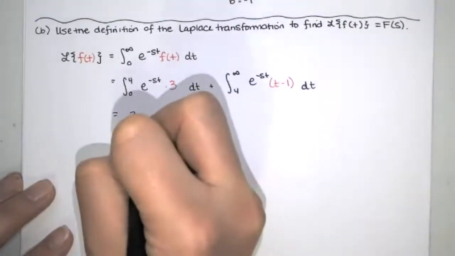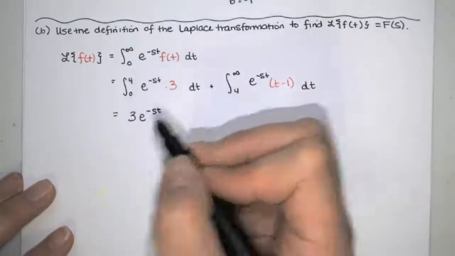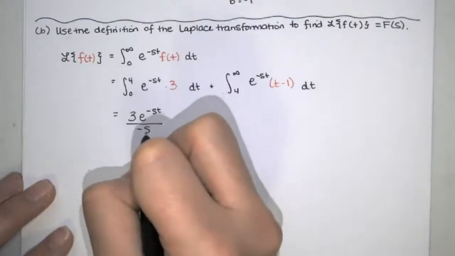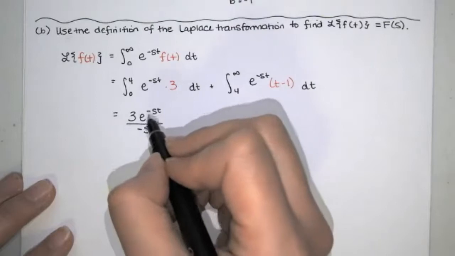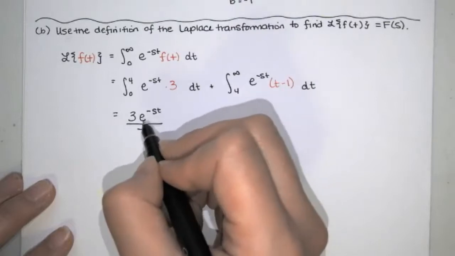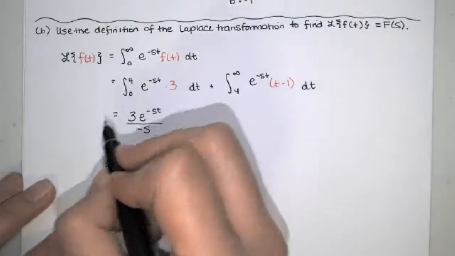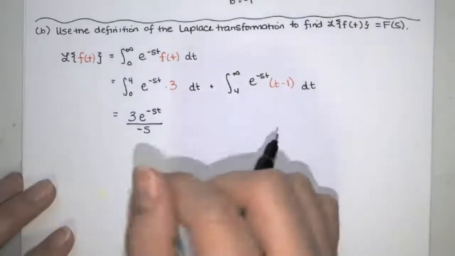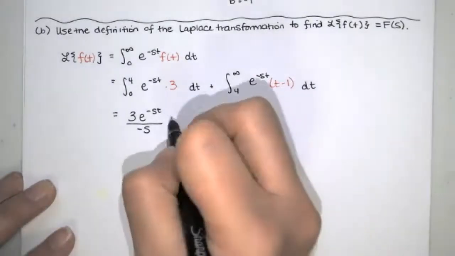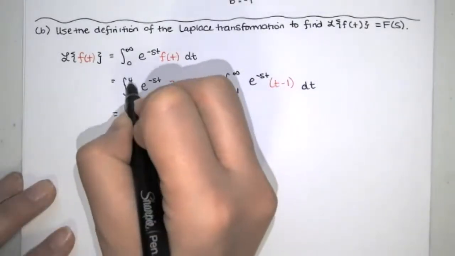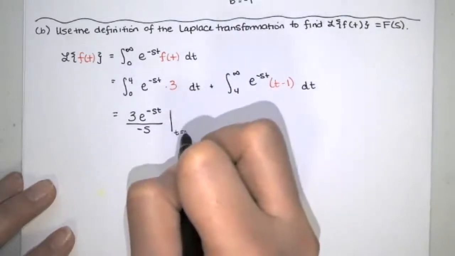The antiderivative of e to the negative st with respect to t is e to the negative st divided by negative s. Because I'm thinking of that negative s as a constant, the derivative of e to the negative st would be that exponential times the derivative of the inside, which would give us a negative s. If we're taking the antiderivative, rather than multiplying by negative s, we'll divide by negative s. And then we will evaluate this from t equals 0 to t equals 4. Remember, these bounds go with this variable.